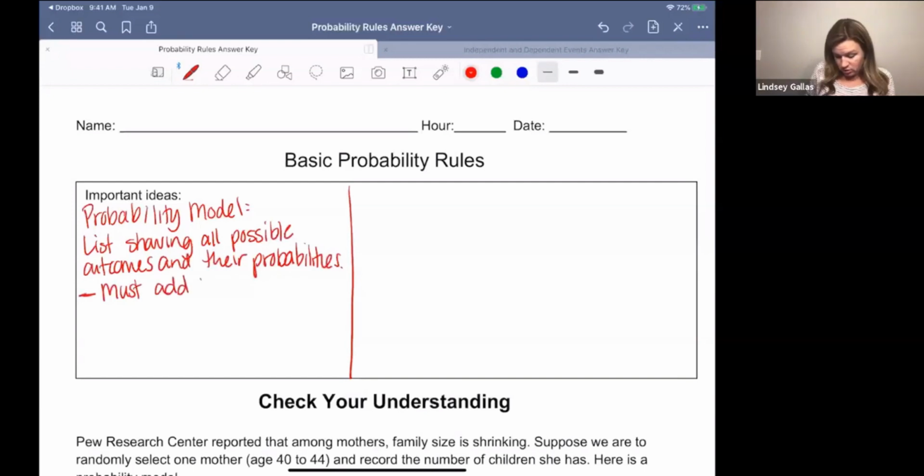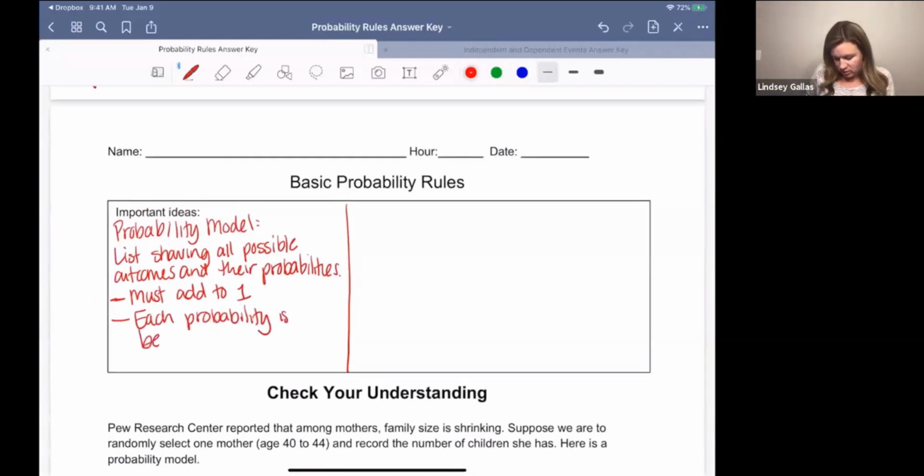Some rules for that probability model must add up to 1. So the probabilities all have to add up to 1. And then each probability is between 0 and 1. Okay, so when you're asked to justify whether or not something is a valid probability model, I'm looking for these two things. I'm looking for you to say that all the probabilities add up to 1, and then each probability has to be between 0 and 1. All right, then we have some just additional rules. One is this idea about a complement.